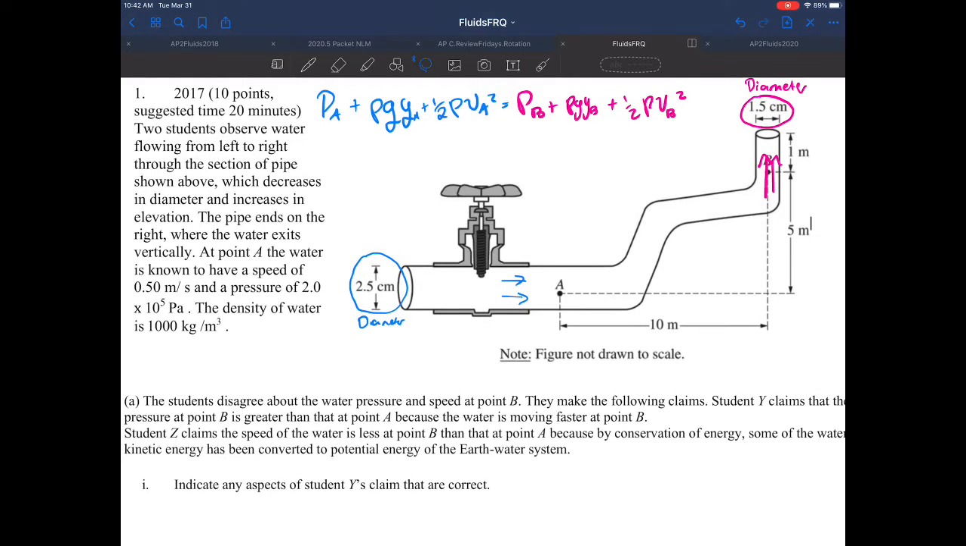Student Y claims down here that the pressure at point B is greater. We're like, I don't think so, because this term is bigger for B and this term is going to be bigger for B, so I think that's probably wrong. And that at point A, because the water is moving faster at B, this seems to be good. And why is that good? That's some continuity.